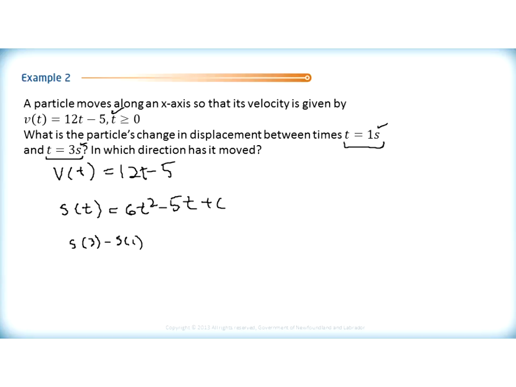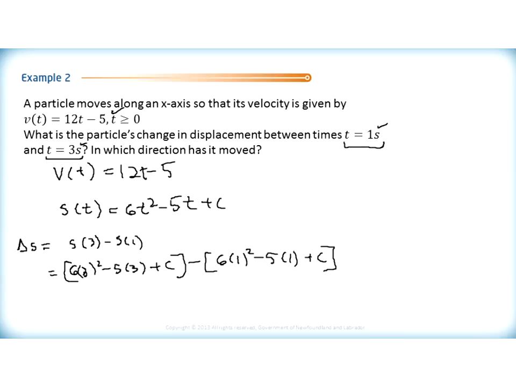S of 3 is going to be 6 times 3 squared minus 5 times 3 plus an arbitrary constant c. Okay, so we've got that part, and then we have to subtract s of 1, which is 6 times 1 squared minus 5 times 1 plus our arbitrary constant c. And since we integrated once and got the same constant and we're filling into the same formula, we have a c here minus a c there. We don't need those. So we just need to work out the rest of it.